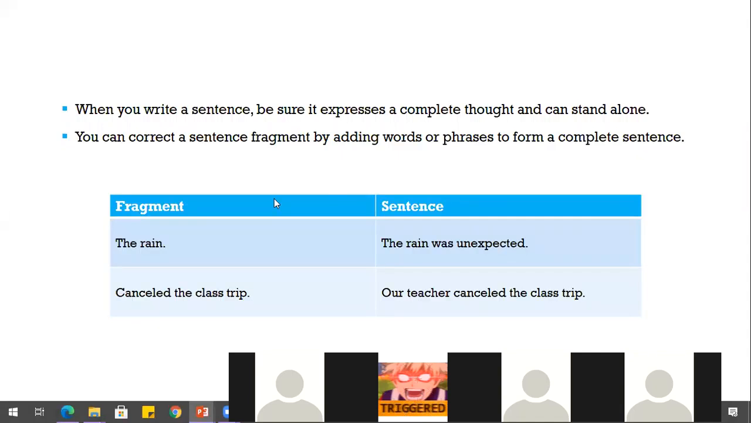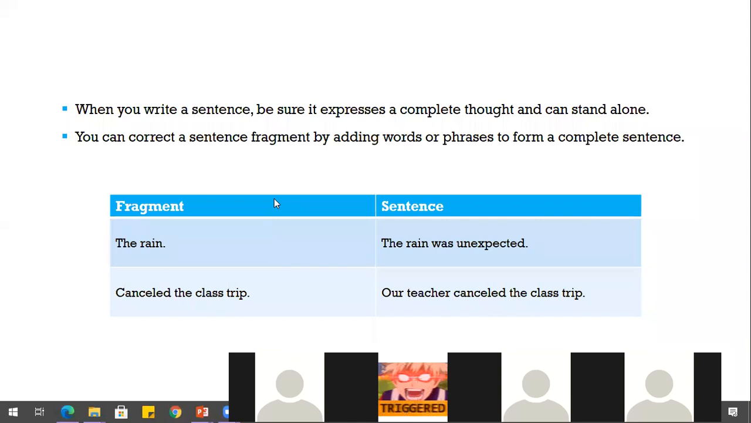Okay. So here is a table to show you what this means. Here we can turn a fragment into a sentence by adding the missing part. So here, the rain is a fragment. Is this missing a predicate or missing a subject? What is this missing? Shlok, can you tell me? Yes, miss. It's missing a verb. Excellent. So here, to make it a complete sentence, we added was unexpected. The rain was unexpected. Very good. And the second one, canceled the class trip. What is this missing, Shlok?